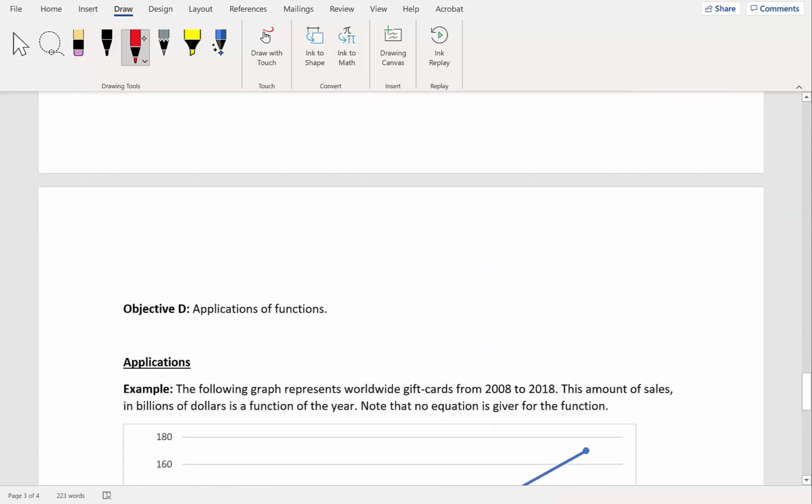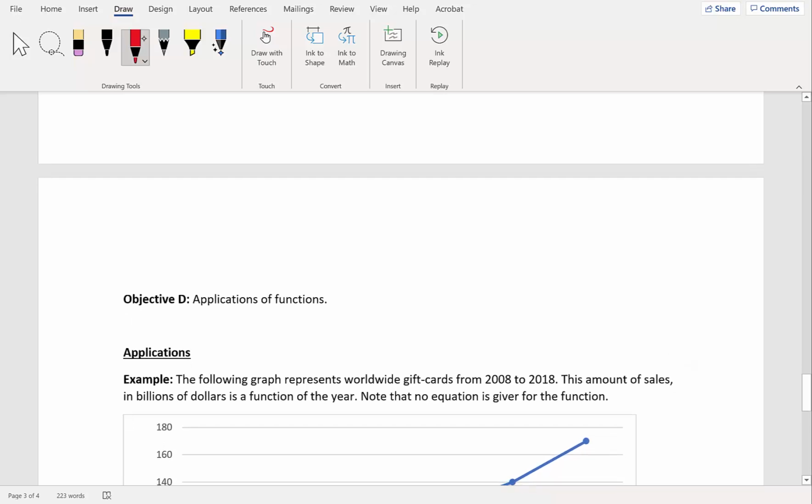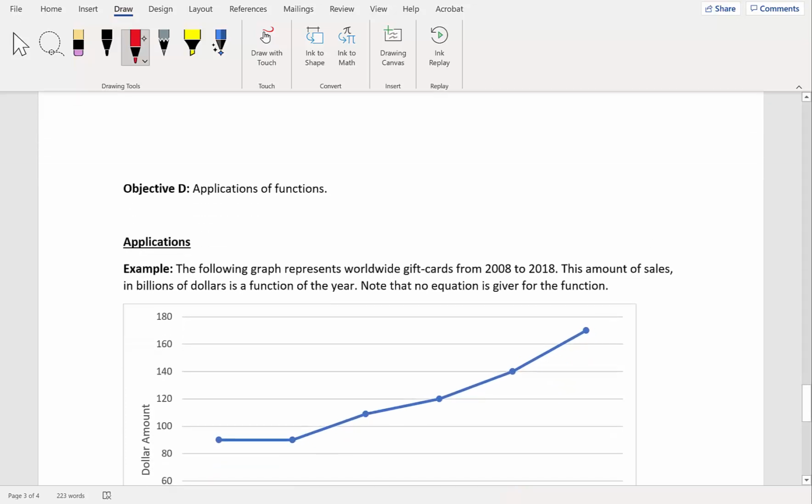Okay, now let's take a look at an application, a word problem. The following graph represents worldwide gift cards from 2008 to 2018. This amount of sales in billions of dollars is a function of the year. Note that no equation is given for the function.